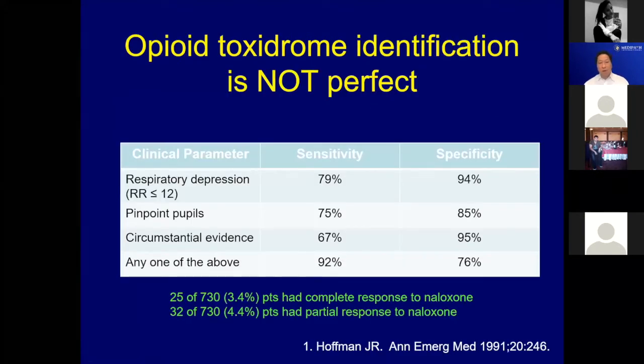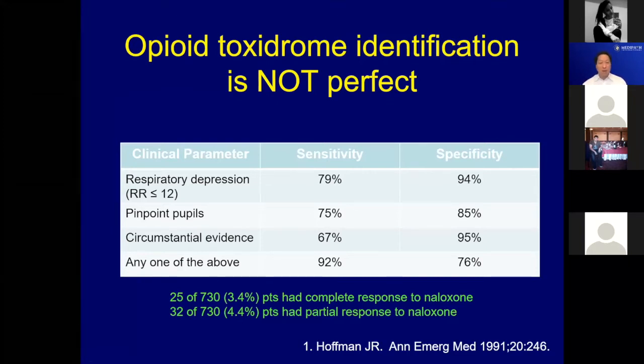So, I always hear on the medics call, "Oh, we think we have an altered mental status patient and they have pinpoint pupils. Can we give them naloxone?" This study was done in California in the early 90s. They took 730 consecutive patients where the medics thought that the patient may have had an opioid overdose, and they basically, at their discretion, empirically gave them naloxone. And they looked at the clinical parameters retrospectively to see how good these signs were.